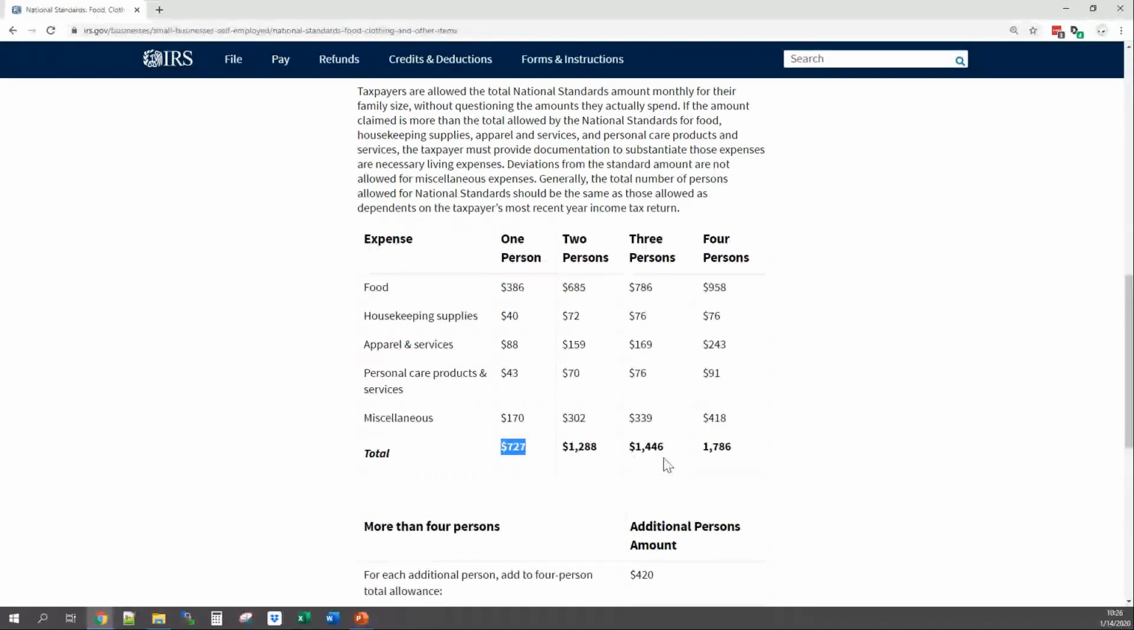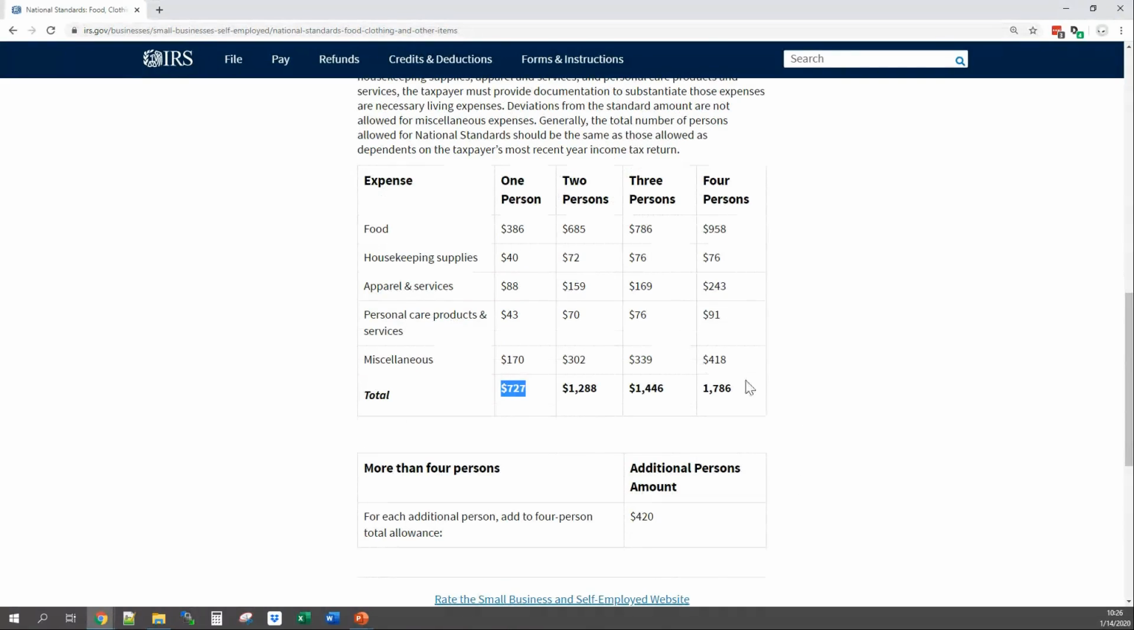For 3 people, it's $1,446. And for 4 people in a household, it is $1,786. And then for each additional person beyond 4, you can add $420 per month.